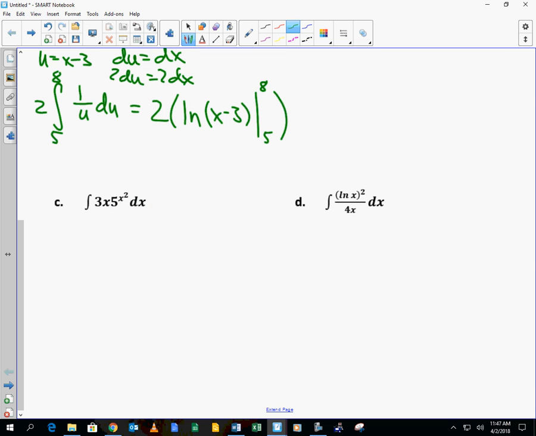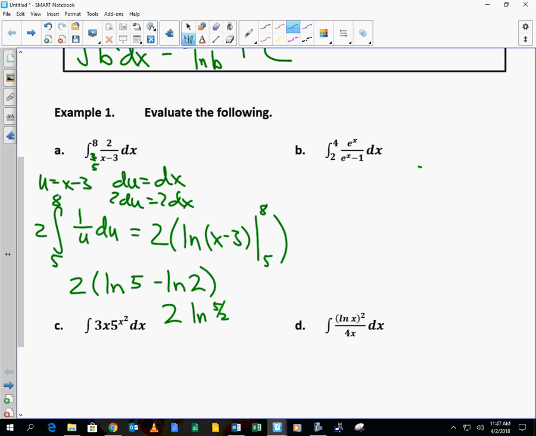Plug in 8, what do you get? Minus the natural log of 2. Do you remember what you can do with logarithms when you're subtracting like that? Yeah, you can write them as division. So you get 2 times the natural log of 5 halves. There's no plus c because this is a definite integral and not an indefinite integral.